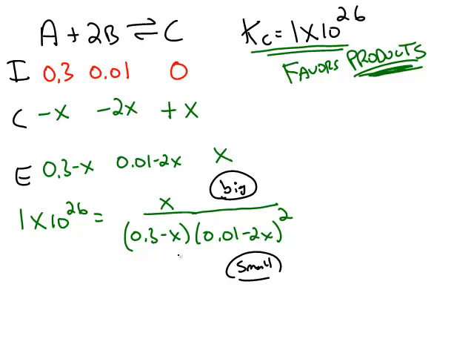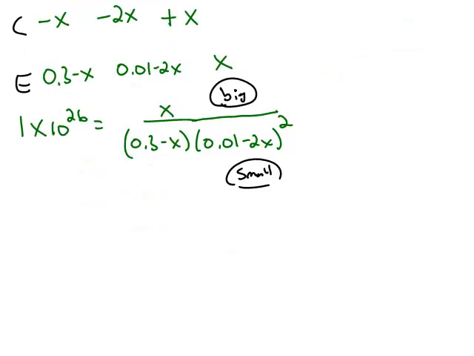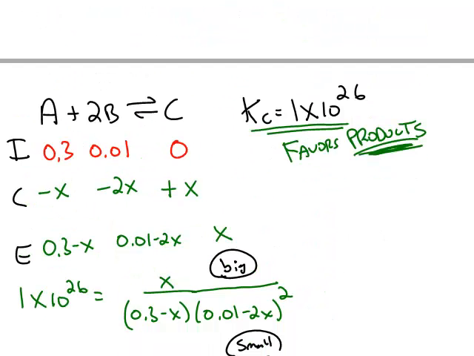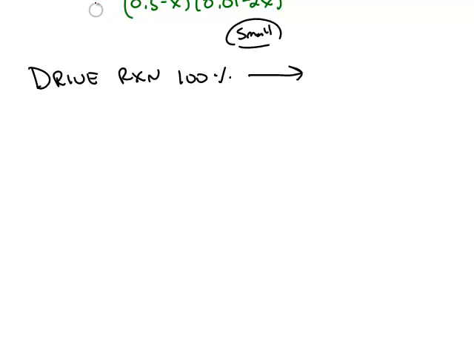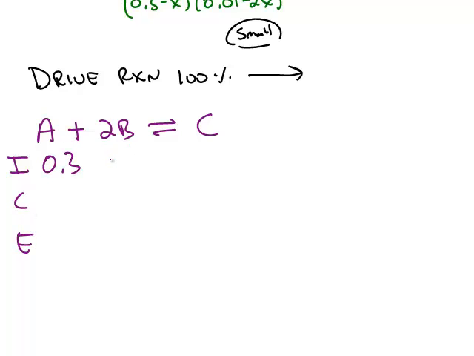So in order to solve this ice chart, what we're going to do is drive the reaction 100% to the right. We're going to drive it completely to the right because we know the reaction is going to end up very close to the right-hand side, almost completely. So we're going to write an ice chart that shows this reaction being driven 100% to the side where the equilibrium is going to end up. So we went back to the initial row.